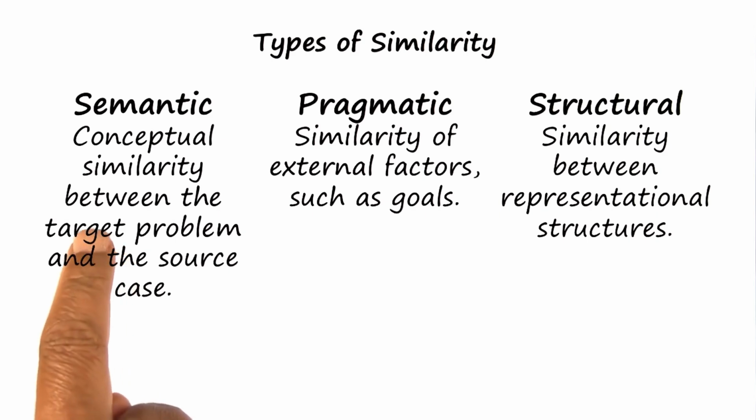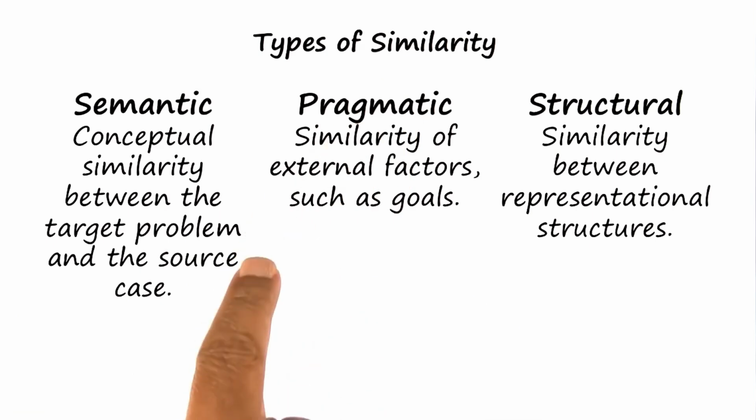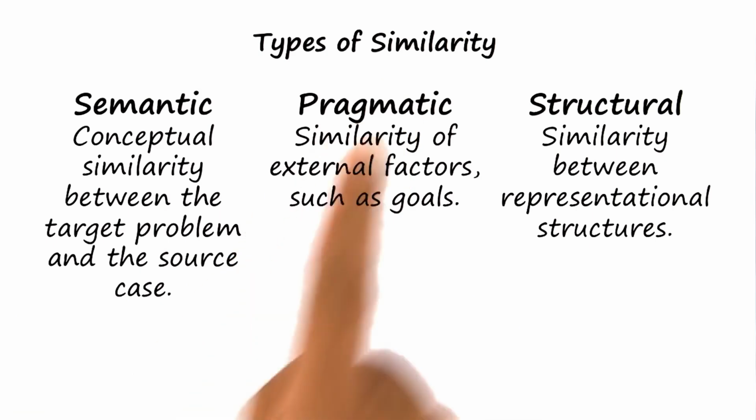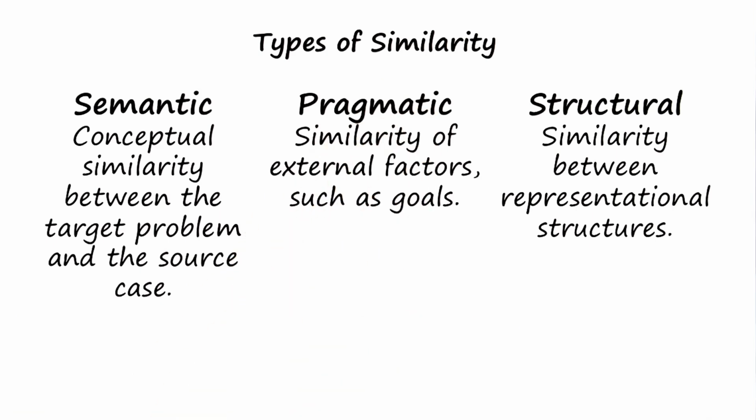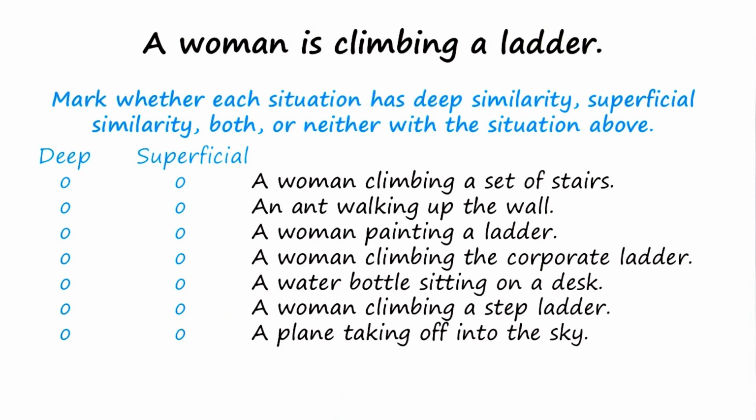Note that one can assign different kinds of weight to these three measures of similarity. So some theories of analogy focus on structural similarity. Other theories of analogy focus on semantic and pragmatic similarity. That is also why you may have given slightly different answers to the questions in the first exercise than David did. Let us do another exercise together now that we know about deep similarity and superficial similarity.